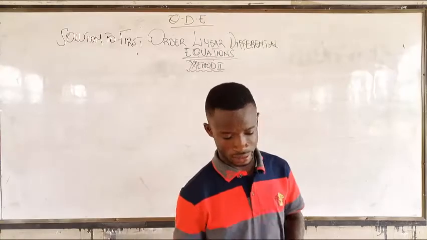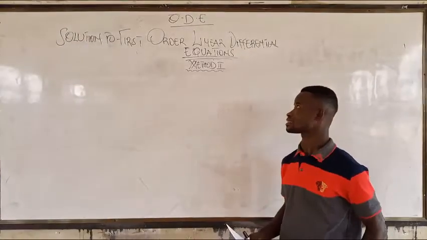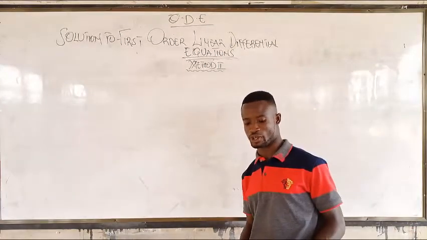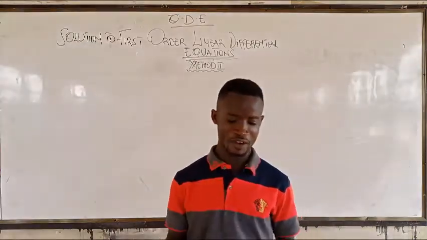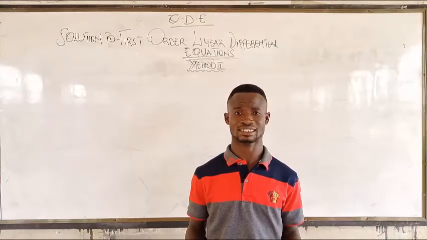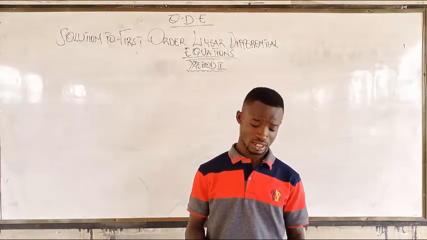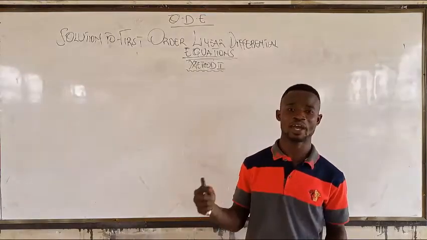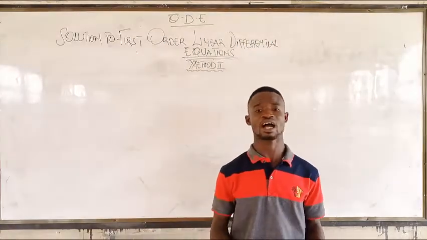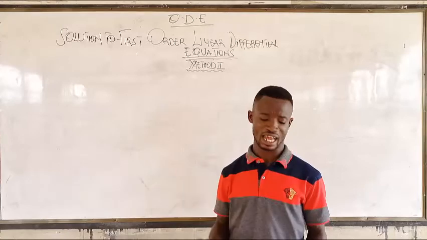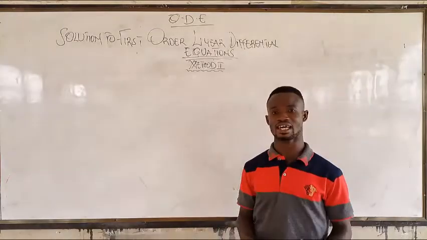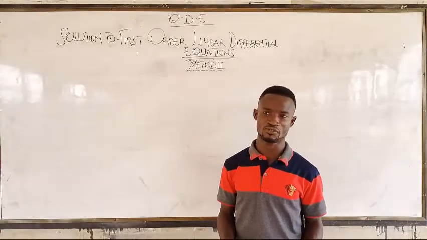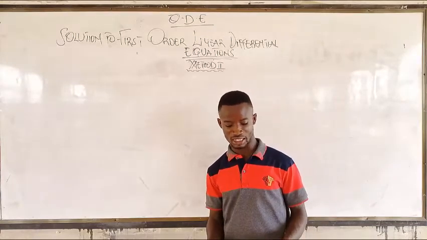Alright, welcome back. In this video, we are going to look at method two, under the solution to first order linear differential equations. In our previous video, we looked at method one, which is the undetermined coefficient for first order differential equations. Remember, we have another one in the second order and higher order, but I want you to stick to the one we looked at in the previous video.